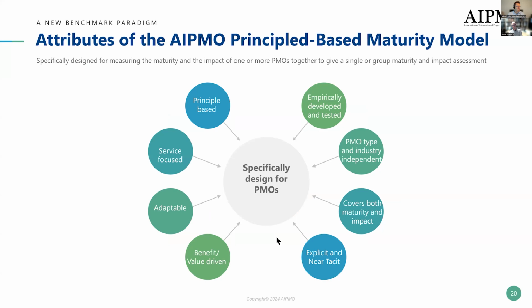Looking at the attributes of this new model, it's principle-based, that's what you'd expect. It's service-focused, adaptable, and benefit-driven. We deal with explicit and near tacit knowledge. We also cover the behavioral side, decision-making, and leadership aspects. We cover both maturity and impact, so it's not just what you know, it's the impact you make, the same with the PMO. We saw this with one of the clients that came from the top consulting companies. They described it in the case study, and I said I could predict what was happening, that they were going to get audited, and they were. They had really top people, but they failed miserably. So there's a difference between having all the process and actually being able to apply it.